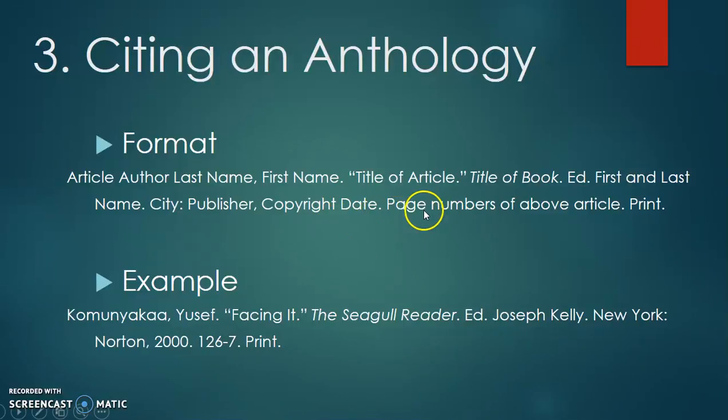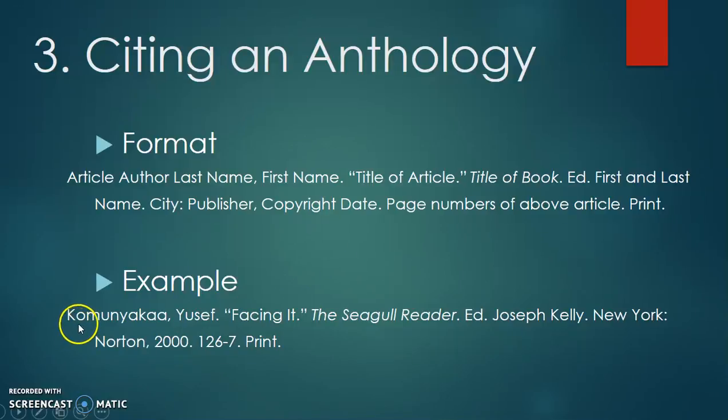After that, you've got the page numbers from the article that you're looking at. That would be the page range of the entire article. In this case, you don't use the letter P or PG or the word page. You just use number dash number with a period after it. And finally, you follow it up with the word print with a period. That indicates that this is a hard copy of a source.